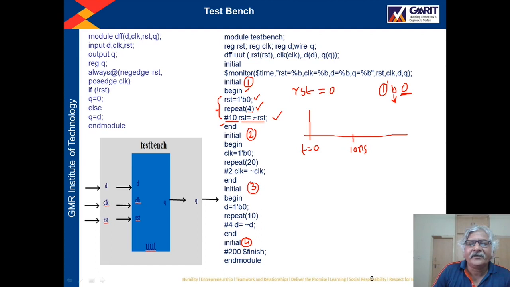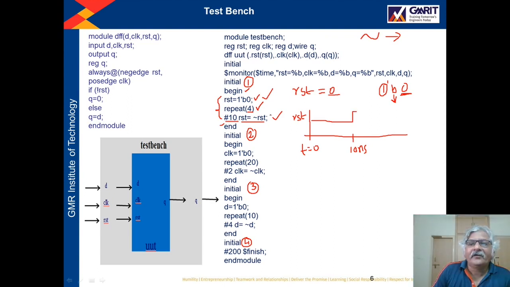What is this statement? RST is equal to negate RST. This symbol is our operator. Already we studied this. This operator means it will complement the value of the signal written after it. So it will complement the value of RST. Earlier RST was 0 due to the first statement, but at 10 nanosecond its value will be complemented. It will become 1, right?